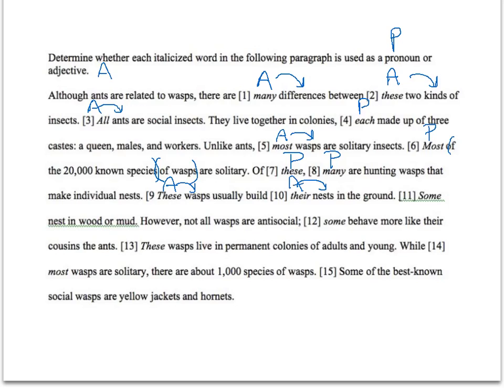Their nests, also adjective. Some nest in wood or mud. Here, nest is a verb. Some precedes it. It's standing in for the wasps, so it has to be a pronoun. Same thing in number 12, pronoun: some preceding the verb behave. These wasps, adjective describing the wasps. Most wasps, adjective describing the wasps. Oh, sorry, some here should be italicized. Some, pronoun, of the best known social wasps. When it precedes a preposition, then it's also going to be a pronoun.